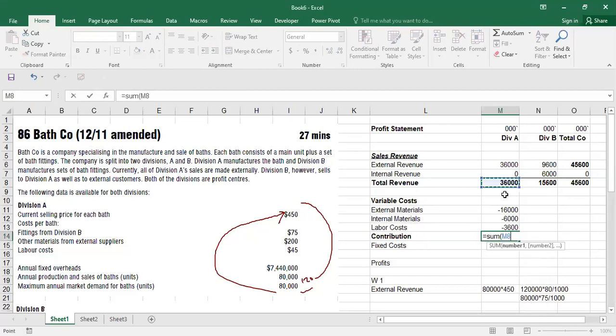I'll make a total of all these. So their contribution is 36, 16, 6. How come it is 10,400? External material, internal material, and labor. Sir, there was some difference in the labor cost formula. Why? Labor cost? Sir, because you didn't put brackets, maybe that's why.